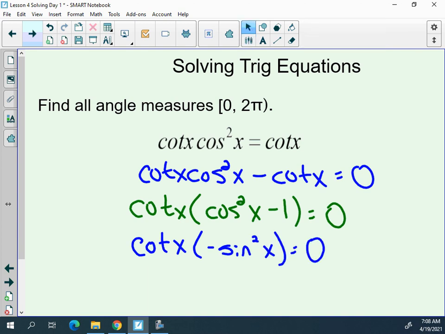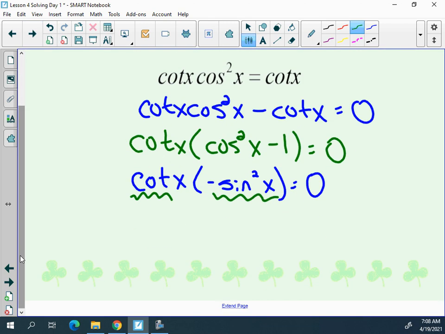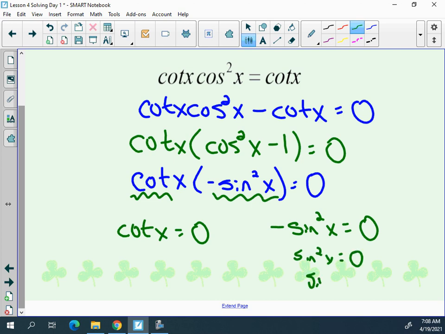And then the zero product property says that either this or both have to equal 0 in order to multiply to get us 0. So we're going to set both of them equal to 0. So we have to think, okay, when is cotangent equal to 0? And even though it's sine squared and it's negative, if we divide it by negative 1 and square root, we're still going to get sine of x equals 0.